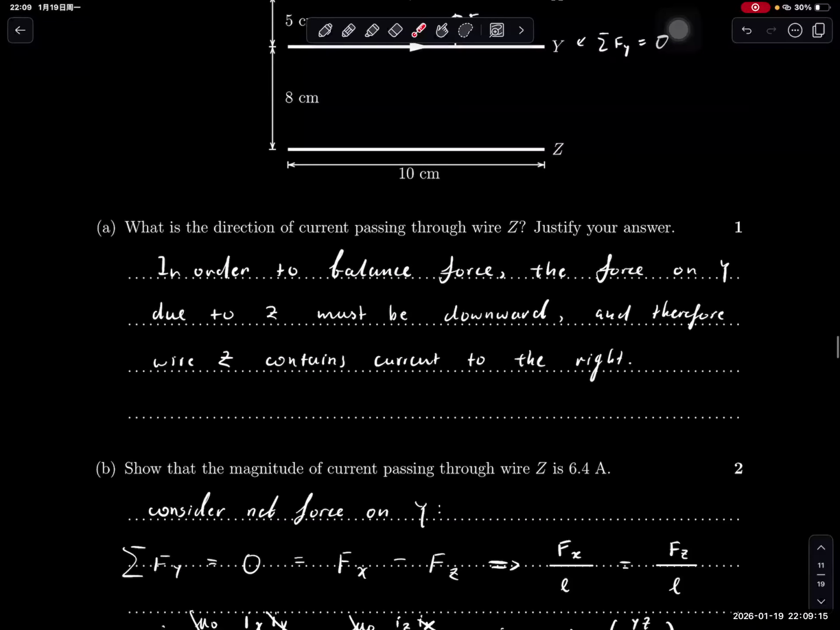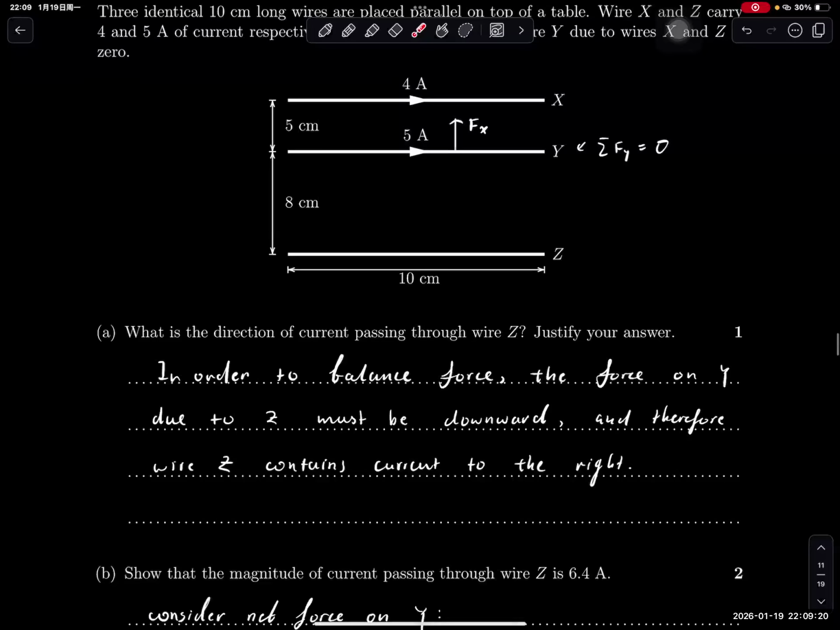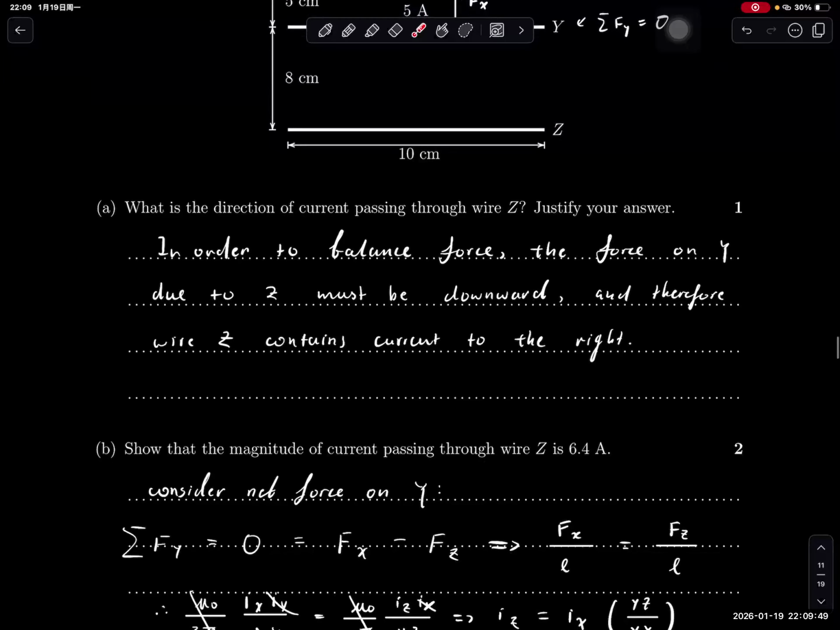Part A asks what is the direction of the current passing through wire Z. In order for wire Y to be balanced, we know wires X and Y experience an attractive force. So Y is experiencing an upward force because of this. Now, in order to balance that, you need Y to experience a downward force due to Z. So it has to be attraction between Z and Y as well. So in order for an attractive force, Z must have a current going to the right as well.